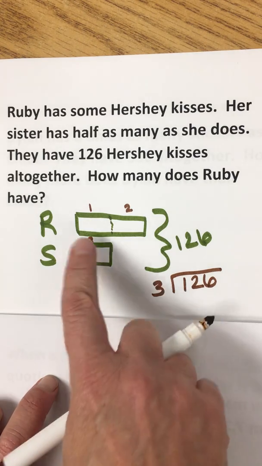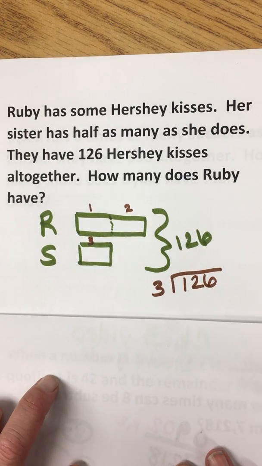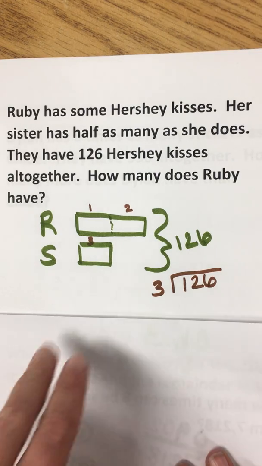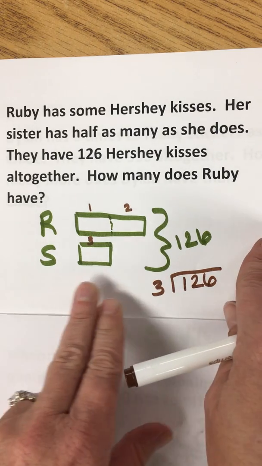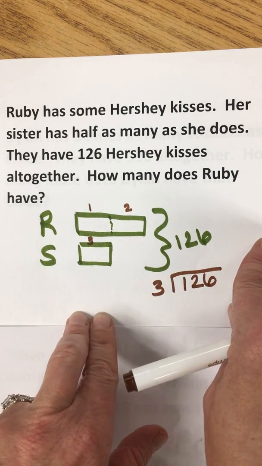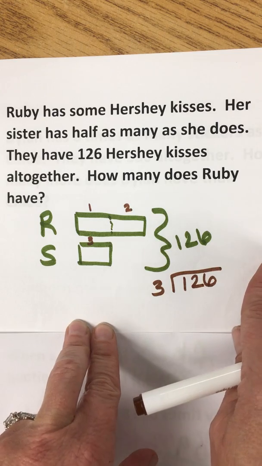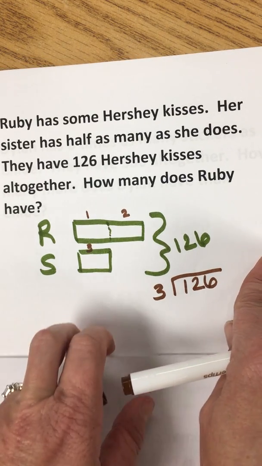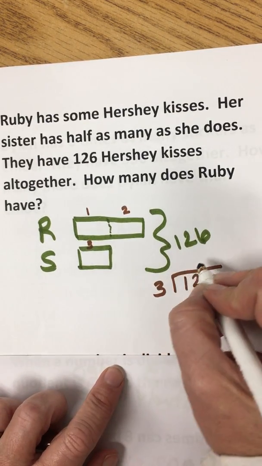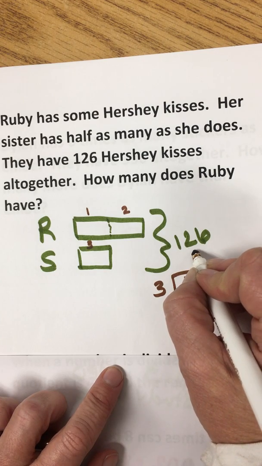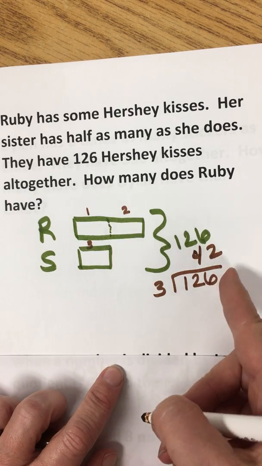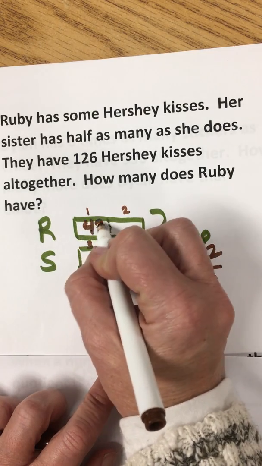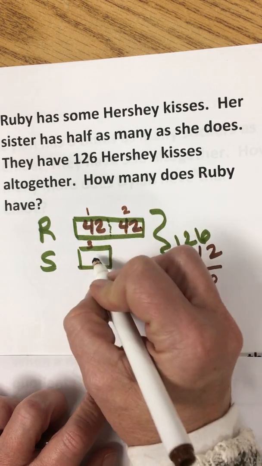Now, mind you, do you have to do a bar model to solve for this? No, you don't. You might see right off the bat that there are 3 parts, and therefore you divide 126 by 3 parts. Okay, I hope that part makes sense. Now, fast forward, and if I do my long division, I end up with 42. So therefore, I know that each part has the value of 42.